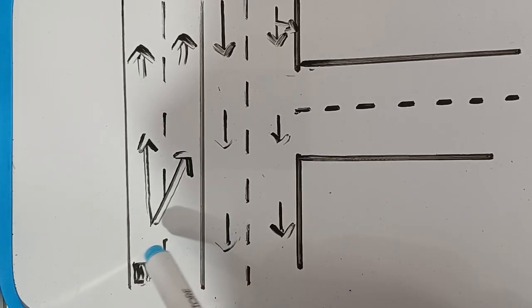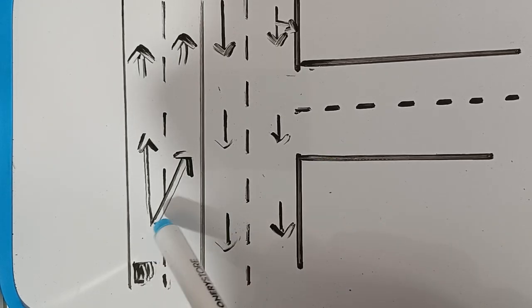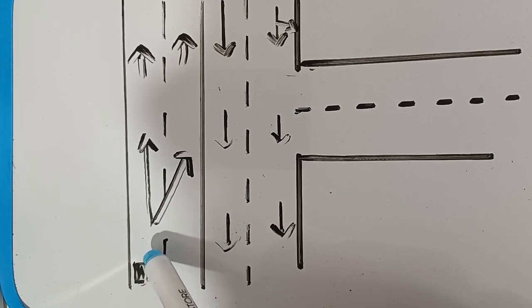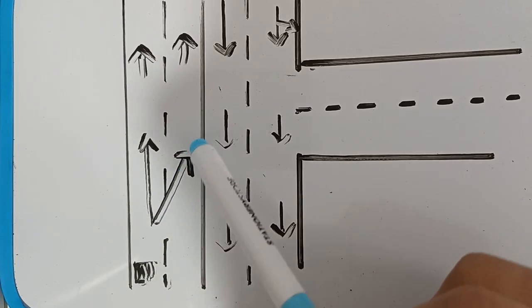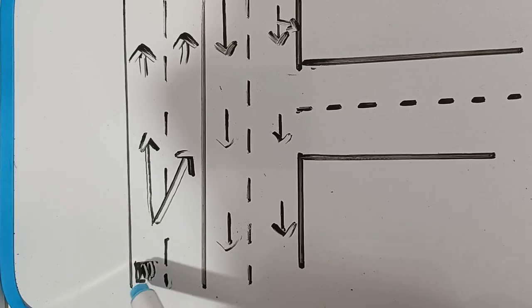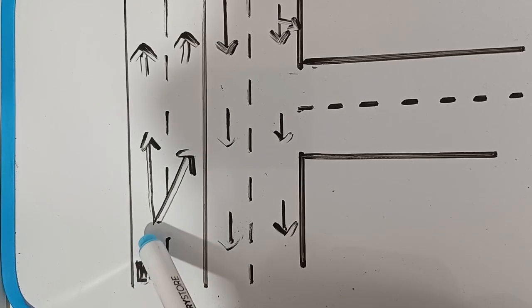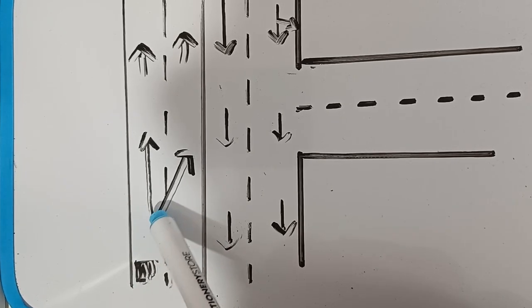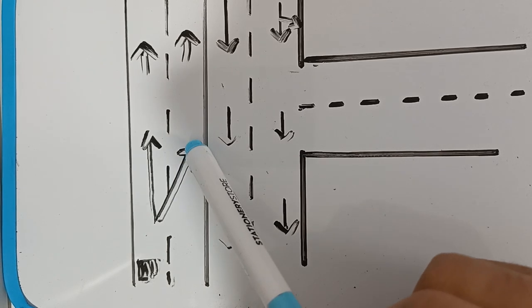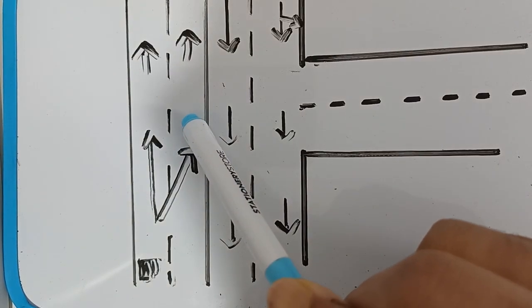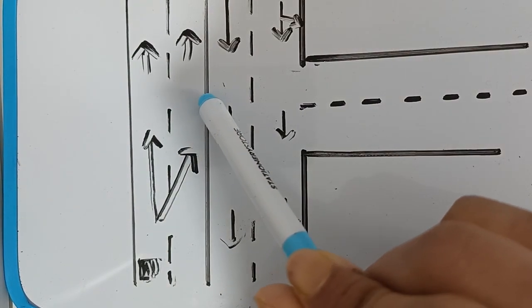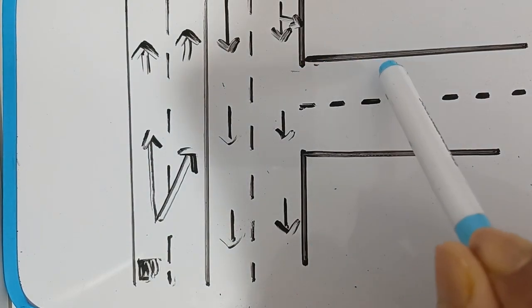So if you see an arrow marking like this in this type of road pattern, you need to think that you need to turn right from that point. So if your vehicle is at that point, first of all you need to turn your indicator right, then just go ahead and turn right at that point, then go gently and turn right.